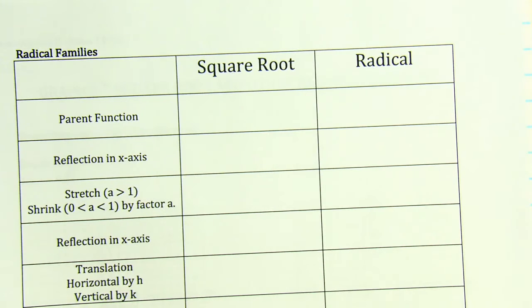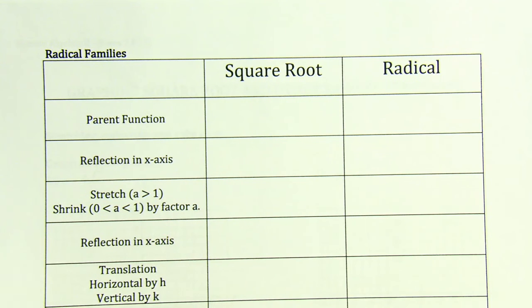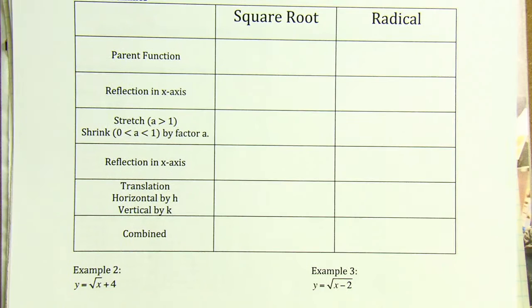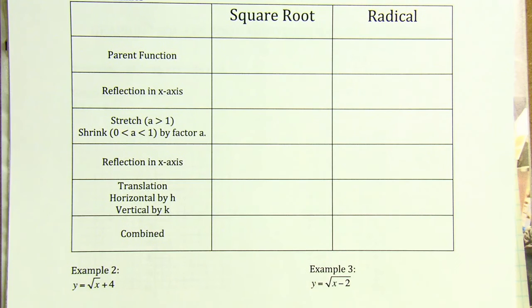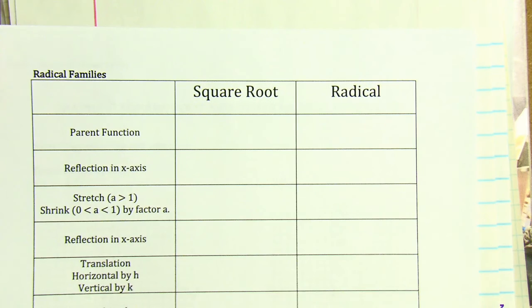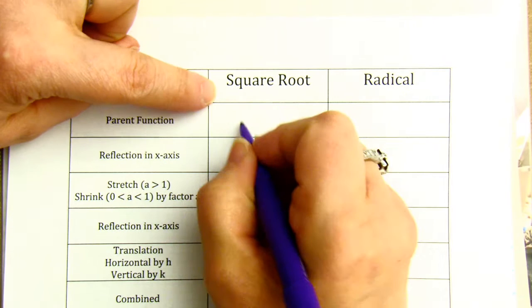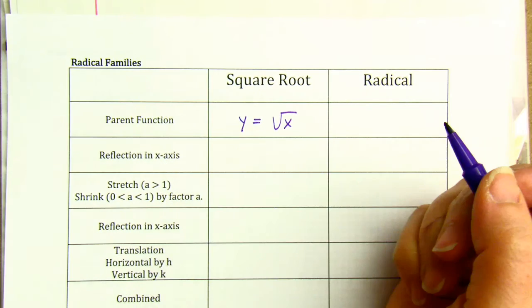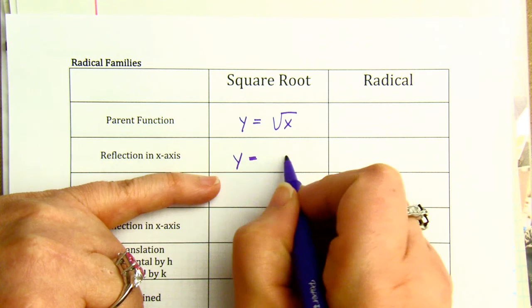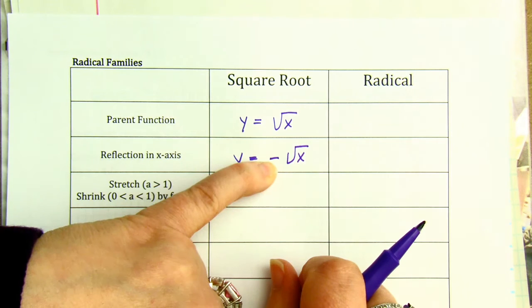All right, side 2. Here's where we're going to talk about the parent function, the reflection, stretching, any translations. We've done this before, transformations of functions. Okay, and here we're going to look at square root case and then radical case. So, parent function, first things first, square root, y equals square root of x. Reflection in the x-axis, that's going to be y equals negative square root of x. Folks, this negative flips it over the x-axis, and that's what this means.